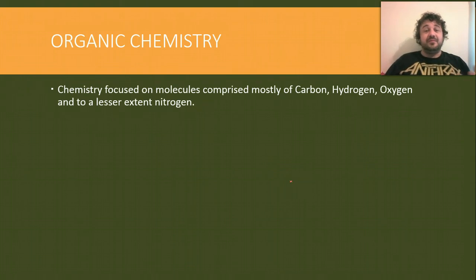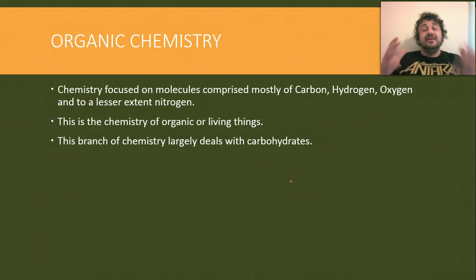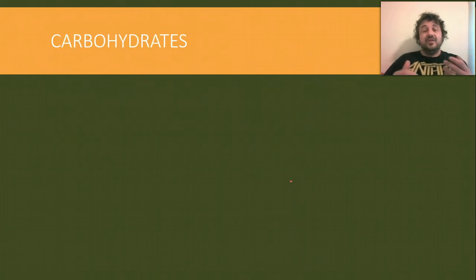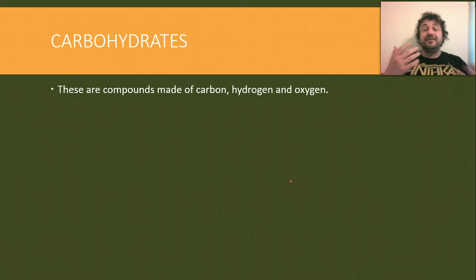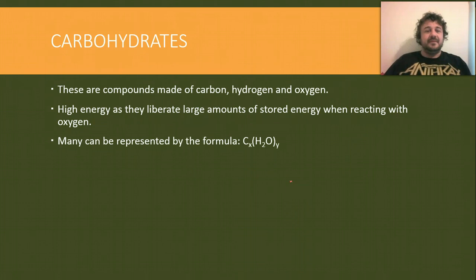It's basically chemistry comprised of molecules that are mostly comprised of carbon, hydrogen, oxygen, and sometimes nitrogen, particularly proteins. But it's the chemistry of organic or living things. So it deals largely with carbohydrates, which are compounds made of carbon, hydrogen, and oxygen. Now, we call these high-energy compounds as they liberate large amounts of stored energy when they're reacting with oxygen. When something is reacting with oxygen in this kind of way, we tend to say it's combusting.